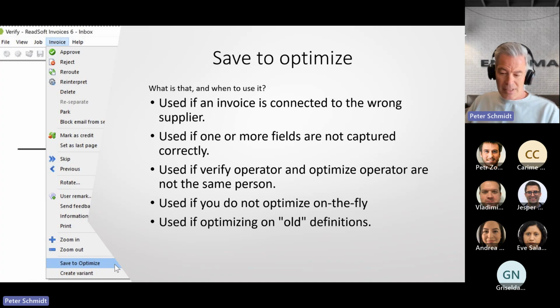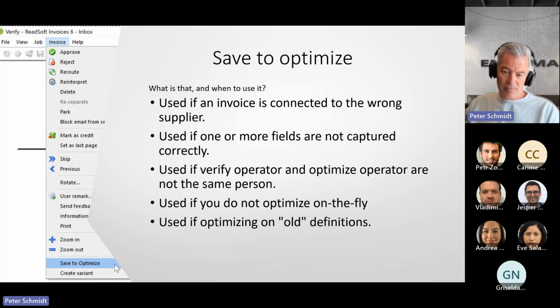You also use it if you see an invoice not being captured correctly. A lot of fields are not correct, or it has a lot of suggestions. Then it also makes sense to use the optimize. Also, if the verify operator and the optimize operator are not the same person, you can more or less compare saving to optimize as if you go to a table and deliver a stack of invoices with a lot of post-it notes on it, where you can type, please look at the invoice number on this invoice and the amount on this invoice and stuff like that. That is also something Save to Optimize can do.